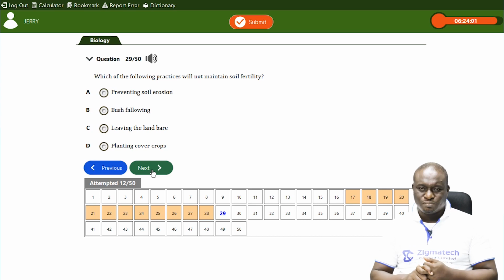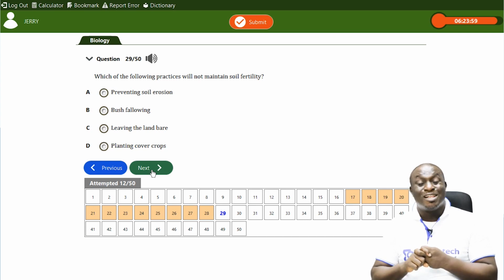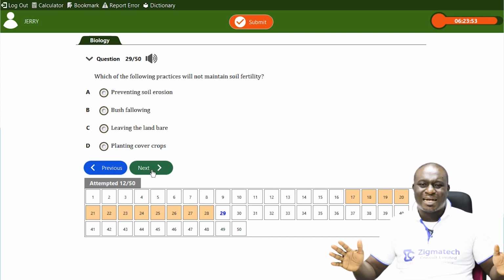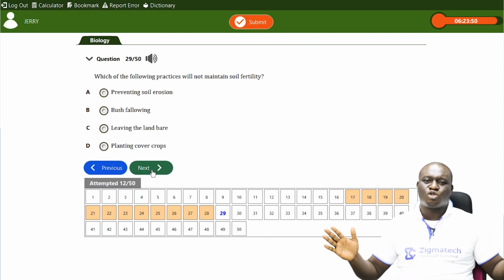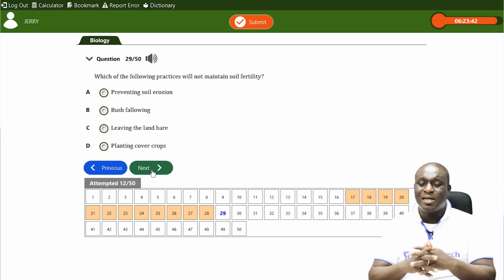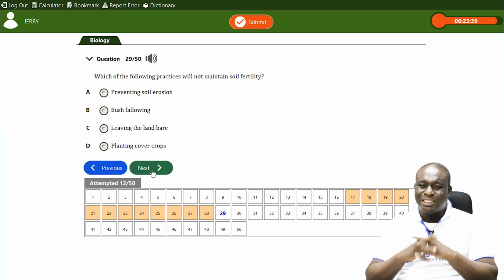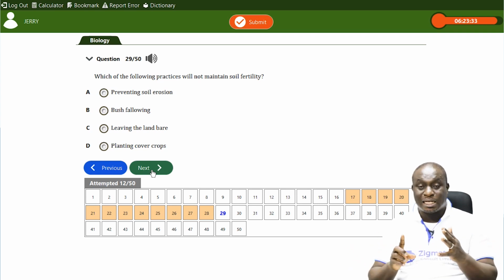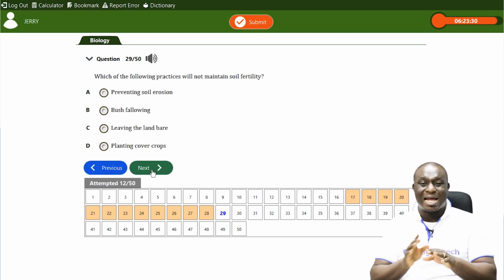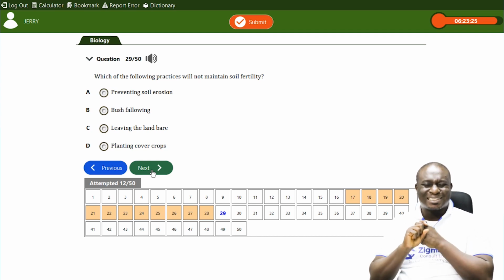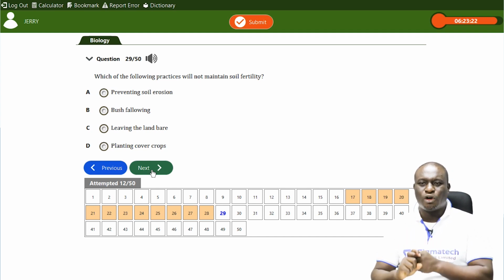Now, bush fallowing will not. Rather, it encourages soil fertility. Option C says leaving the land bare. Now, when you leave a particular soil bare without having grasses or bush fallowing it or trees that serve as windbreakers, you are exposing that land to different agents of erosion. We have agents of erosion like wind erosion and water erosion. You are actually exposing it to erosion. So leaving the land bare cannot maintain soil fertility.